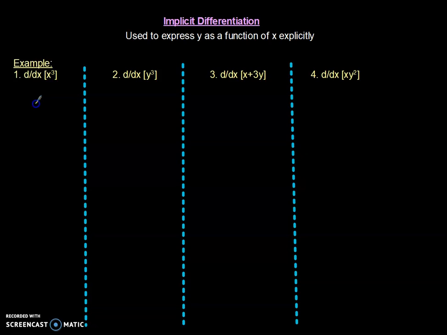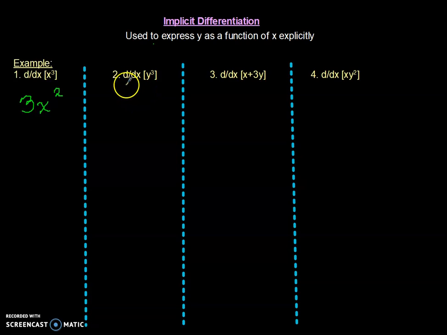So if you look at example 1, it states to derive the function with respect to x. Makes sense because this is x to the third power. So I'll just derive it as usual using the power rule. 1 times 3 is 3, and then take 1 away from the power. So nothing special about that.